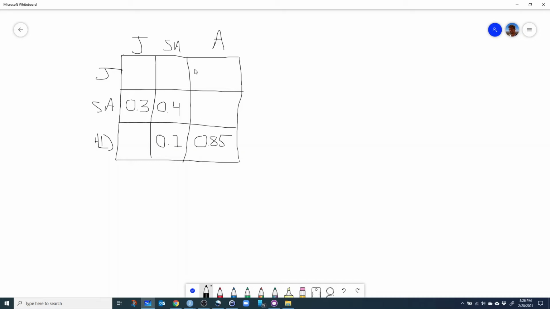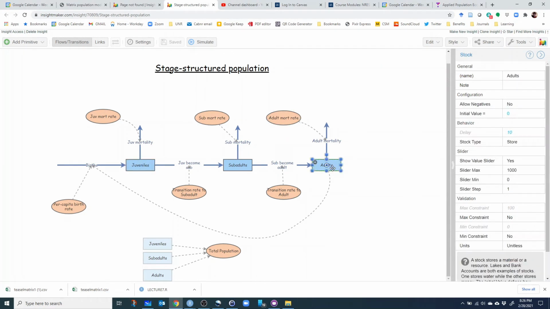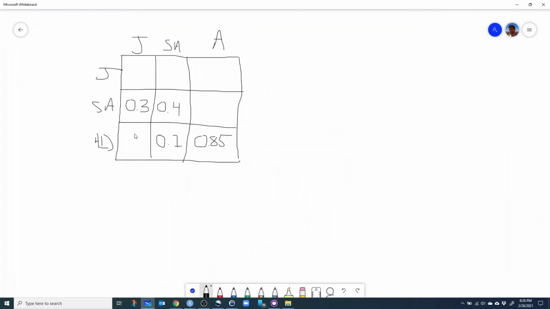All right. There's a couple other easy ones we can fill in, like the probability of a juvenile transitioning to an adult. We don't see that flow. That flow doesn't occur from juvenile to adult, so there's a 0% chance of a juvenile this year becoming an adult next year. Because you have to go through that subadult stage first. So we can put a 0 there. No probability of transitioning from juvenile to adult.